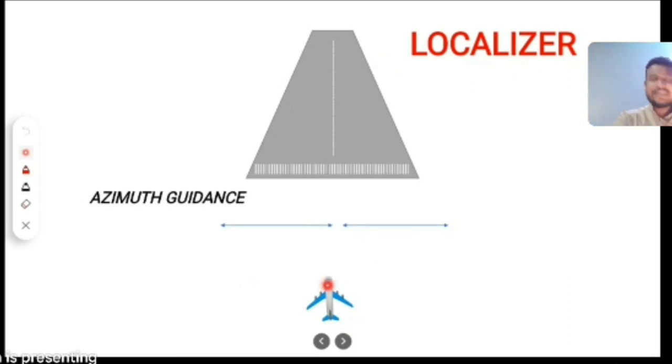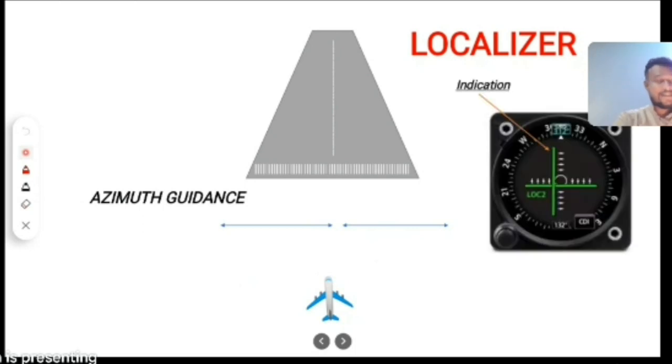So sitting in aircraft, how you will come to know? There is an indicator. This whole is called ILS indicator. There is a vertical bar plotted against a horizontal scale. This bar is indicating that you are left from the center line, runway center line. This vertical bar indicates the azimuth guidance. It gives the azimuth guidance.